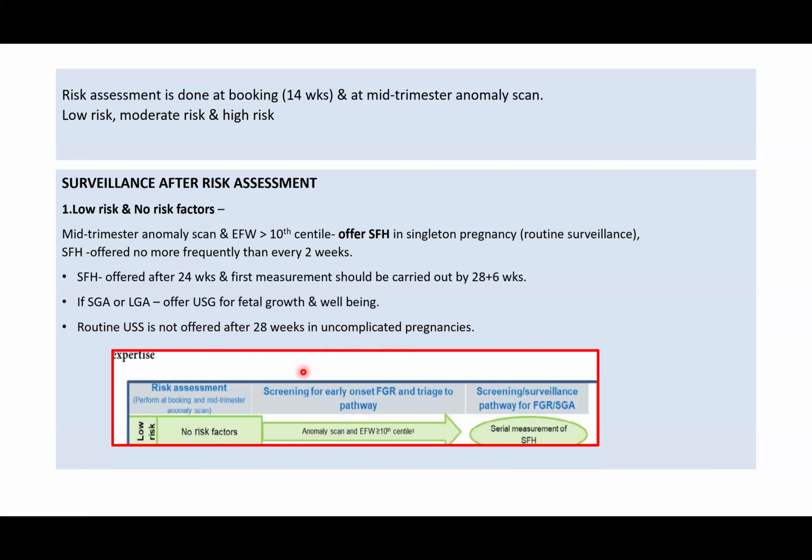Okay, so this is from the Green Top guideline. We will assess the risk at booking and at the mid-trimester anomaly scan. If there is low risk and there are no risk factors, the woman is at low risk. We are doing the anomaly scan, and if the estimated fetal weight is on the 10th or more centile, then the woman is only offered SFH. Okay, serial measurement is done with the SFH.